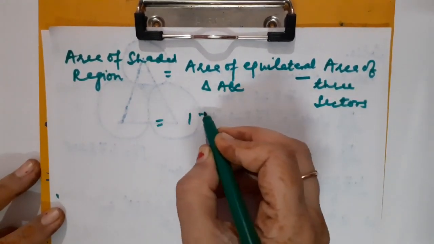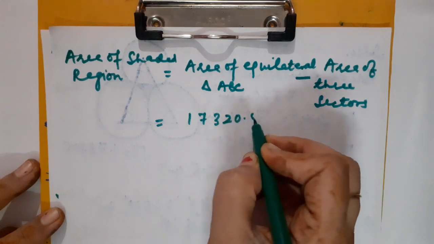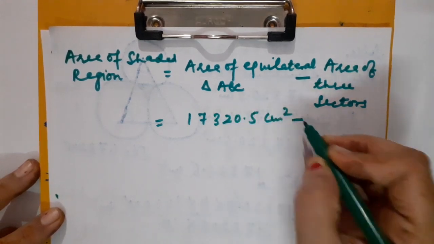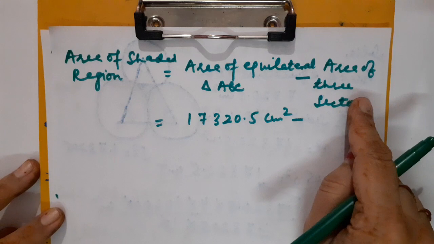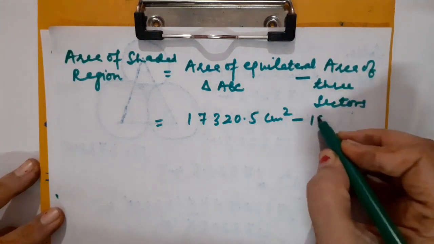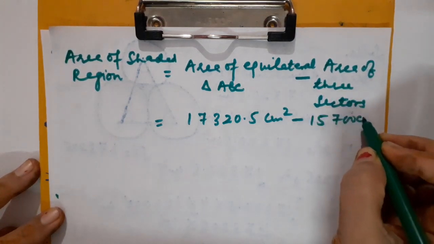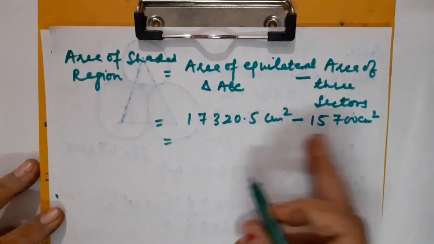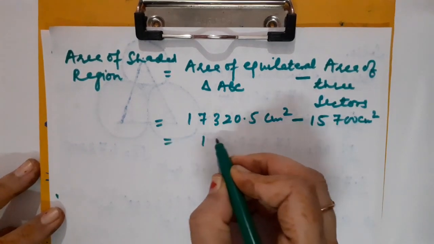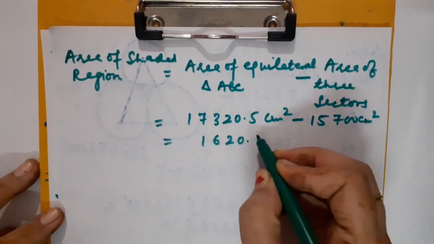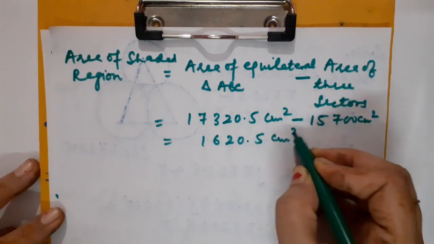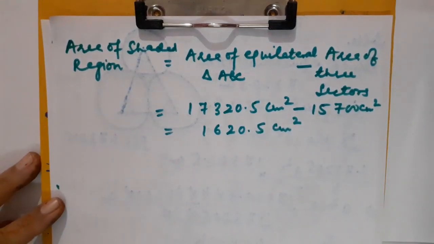So this is 17,320.5 centimeter square minus, we calculated the area of 3 sectors which was equal to 15,700 square centimeter. So let us subtract them. I will be getting 1,620.5 centimeter square. Correct children?